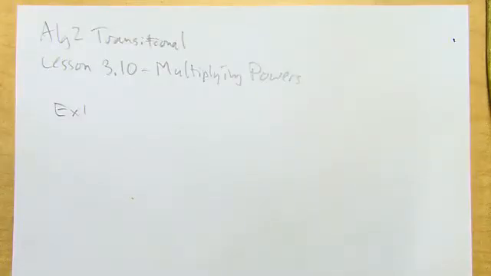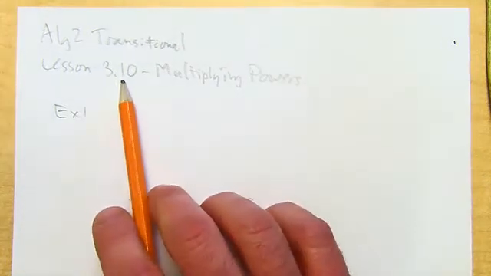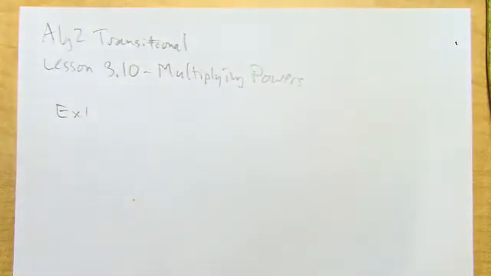All right, we're on to lesson 3.10. It's not really mathematically correct. After 3.9 it shouldn't be 3.10, but we're going with it. Multiplying powers.